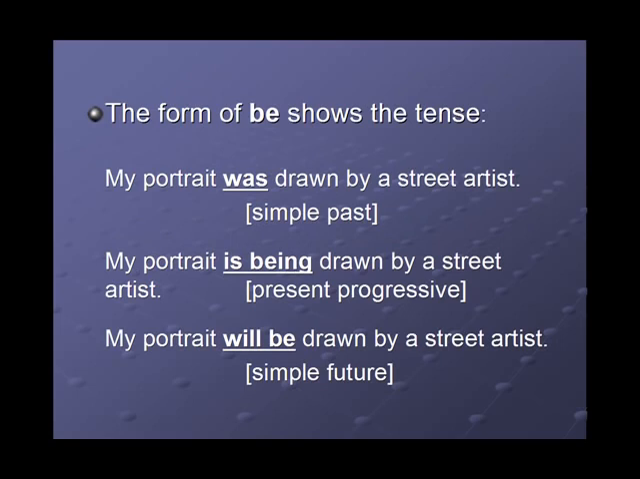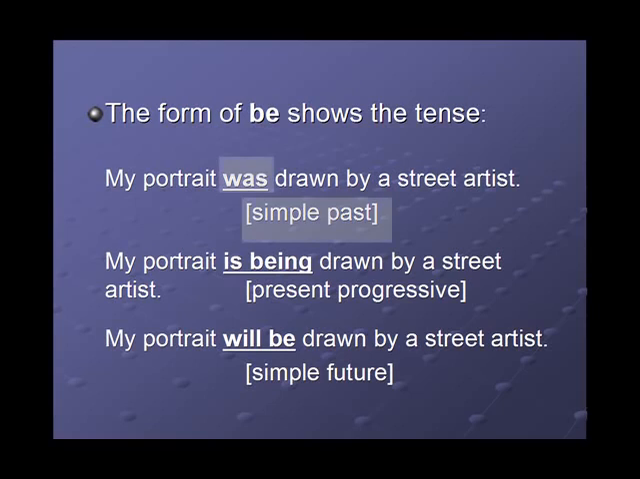Look at these 3 sentences. Let me read them to you first. My portrait was drawn by a street artist. My portrait is being drawn by a street artist. My portrait will be drawn by a street artist. The sentences are the same, but the form of be changes. It's the form of be that shows us the verb tense.